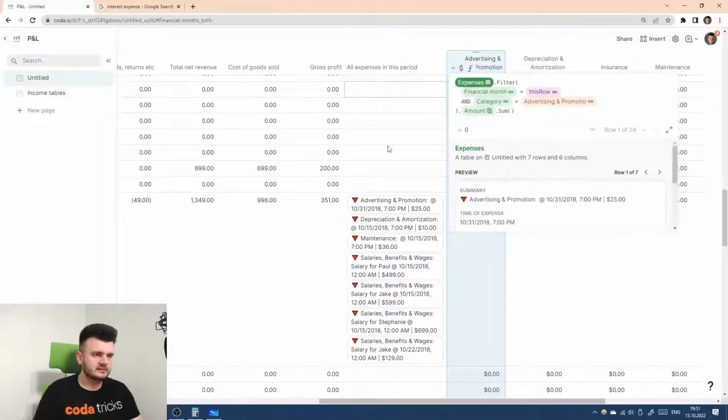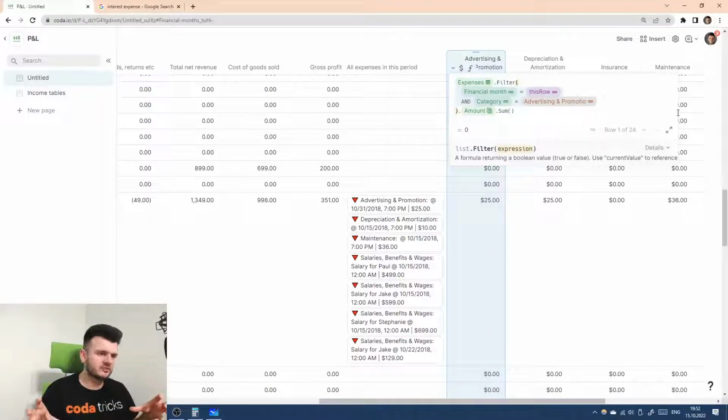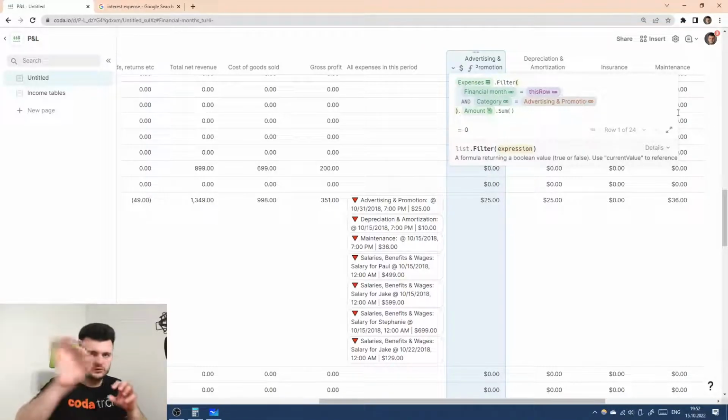Doing it like this instead of reading from the table here would actually give you a performance boost, because whenever you are adding rows to a doc, it will already put them into buckets according to this expression. So there's going to be a bucket created for each combination of financial month and category. And whenever you add a row or change these properties on a row of expenses, it's going to put it to that bucket.